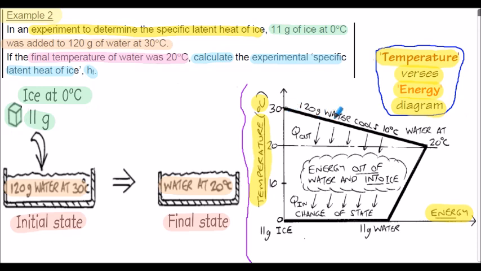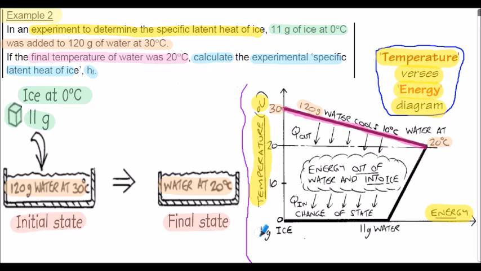So on the temperature energy diagram here, we have our 120 gram tank of water initially at 30 degrees C, and over time the 120 grams of water reduces its temperature from 30 degrees C to 20 degrees C. It's not changed its state. It was a liquid state at 30 degrees C, it's a liquid state at 20 degrees C, but it has changed its temperature, so it has given up heat energy.